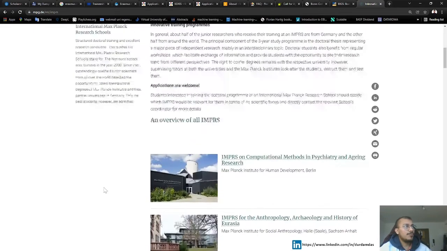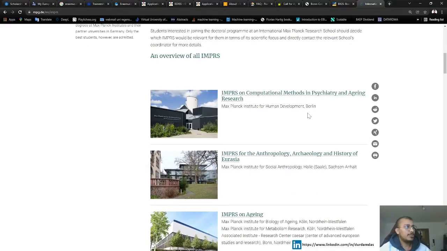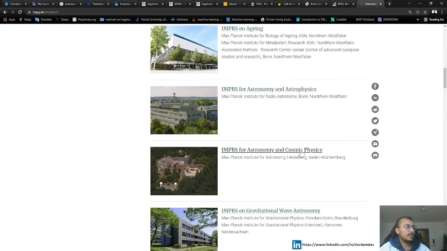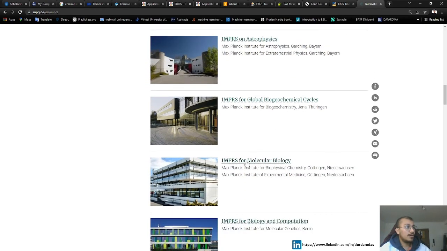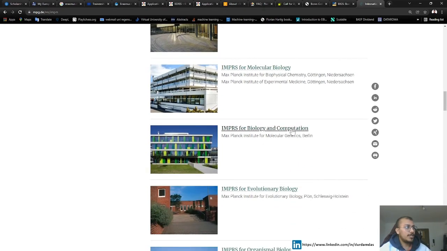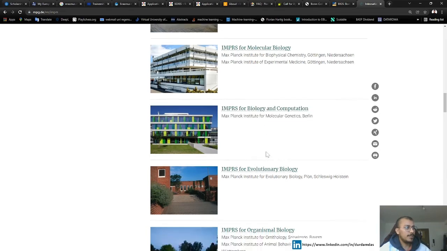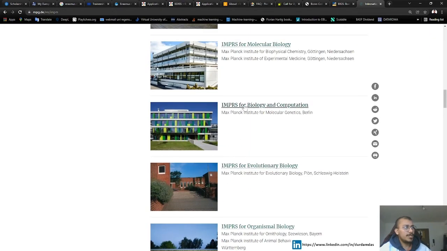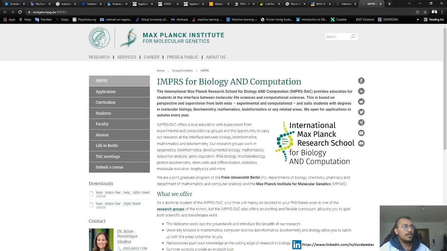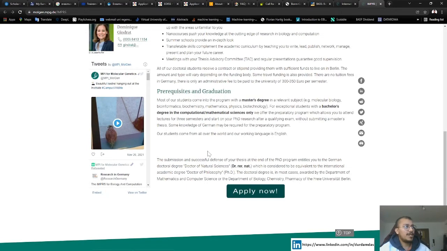So this is the homepage. Firstly, there are a lot of different types of Max-Planck institutes. According to your area of interest, whether you are interested in, like, I don't know, computer science or medicine or some more specific fields, there are institutes all over Germany, and you can select. So astronomy and physics, astronomy and cosmic physics, so a lot of astrophysics institutes, molecular biology, this is a very nice one, then biology and computation, this is in Berlin. I think I applied in this one only. Yeah, the thing is, you have to go to their individual websites, and there you would find the application dates. So it would be different for every research institute.